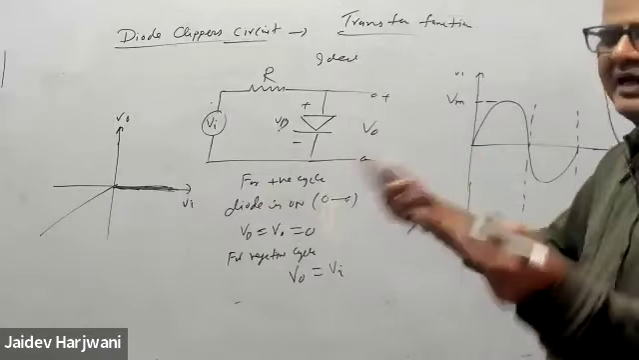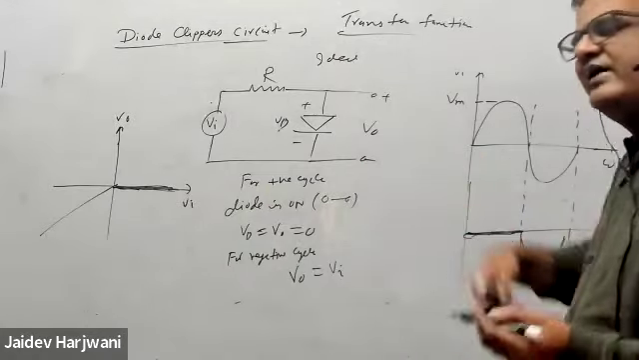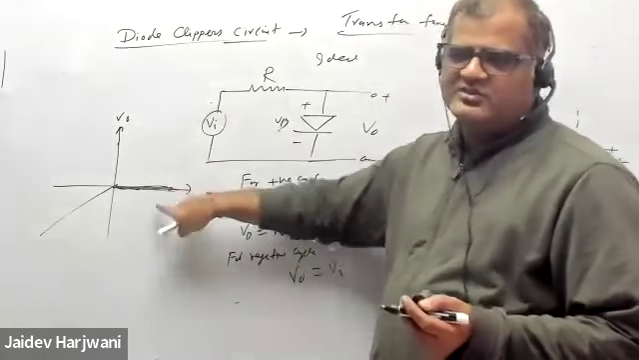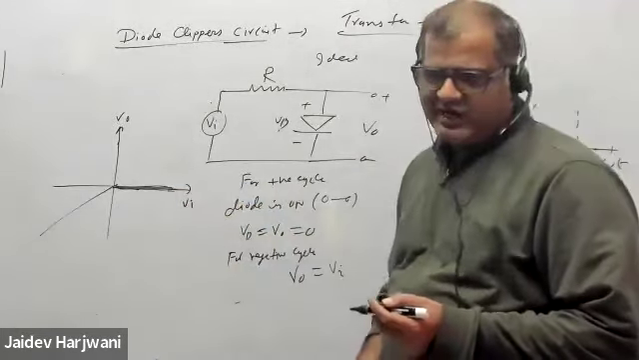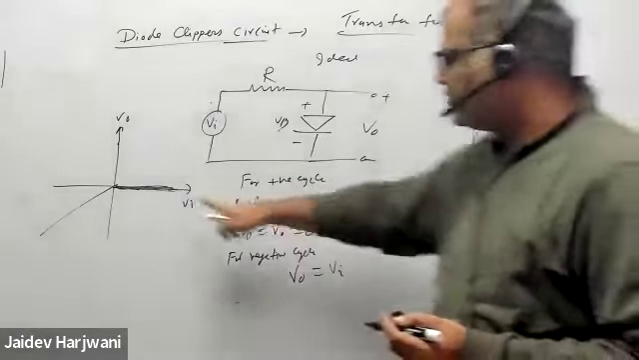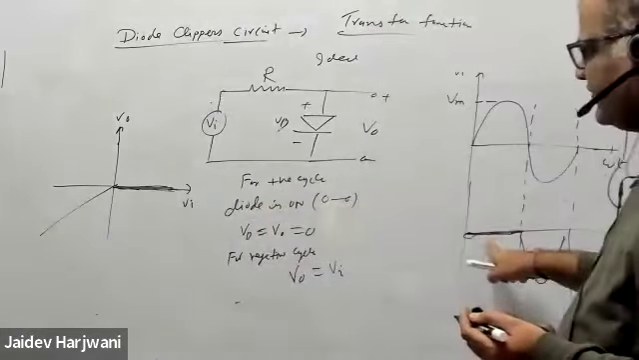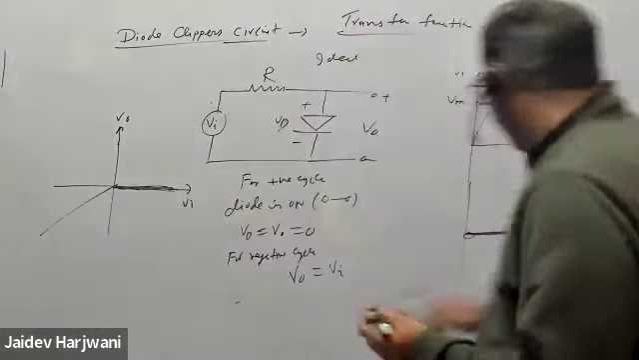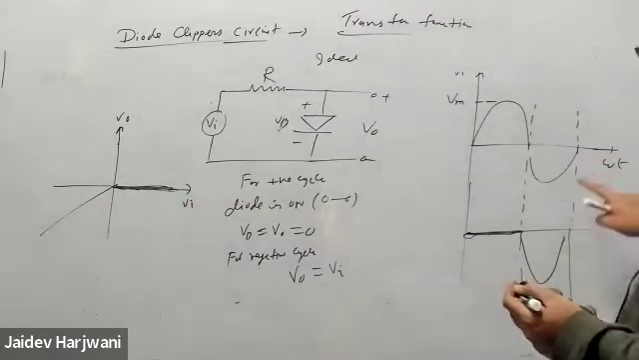The function can be anything: sine wave, square wave, or triangular wave. So you should know how to draw this one. If you know drawing this, positive and negative, then you can draw exactly like this. For positive, it is 0, you put 0. Negative is exactly the same as V input, you put exactly the same input.